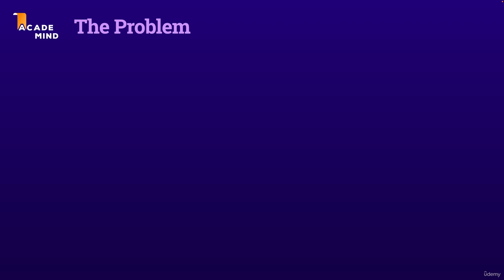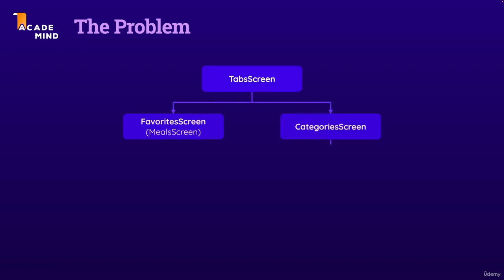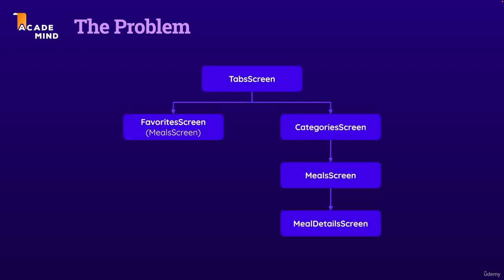So what's the problem right now? Well, at the moment in this app which we built in the previous section, we of course have a bunch of screens which are related to each other and between which we can navigate. The problem is that, for example, in the favorites screen, we need a list of favorite meals.